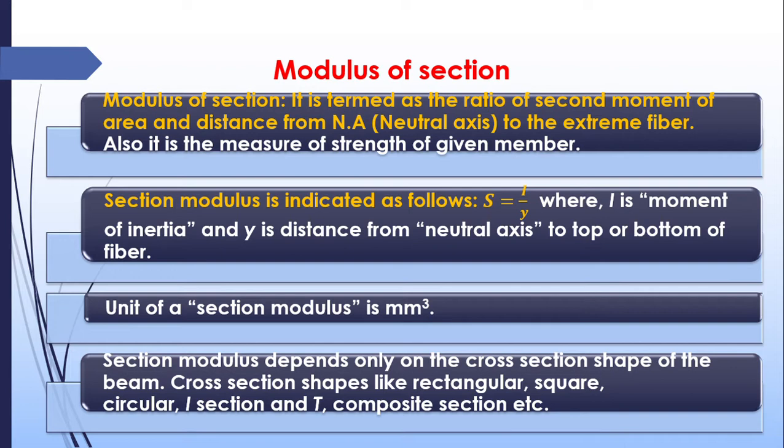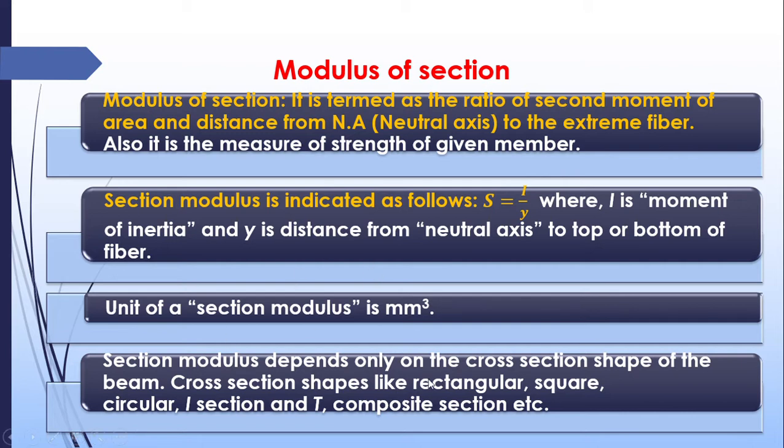That distance divides the moment of inertia when finding the modulus of a section. So the section modulus is equal to the moment of inertia divided by the distance from the neutral axis to the top or bottom fiber. We will see these things while doing some problems. No need to worry about that now, and I'll discuss it later if you have any doubts.